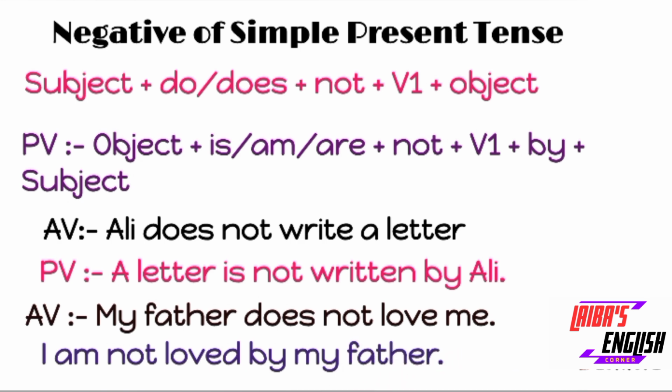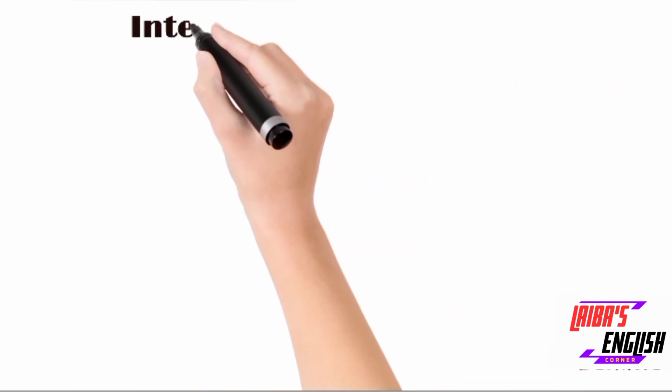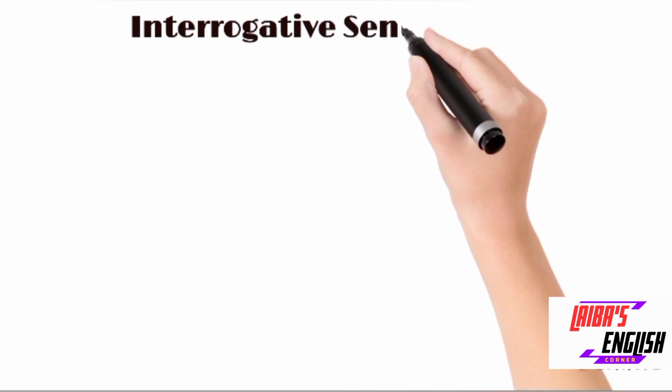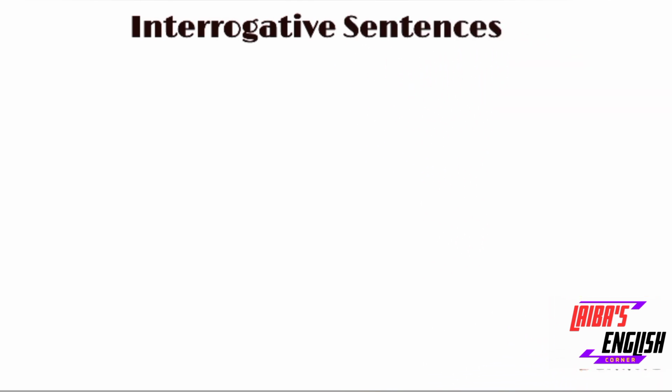So now the important thing is that we will use am with I, because am is always used with I. So I am not loved, third form, loved by my father. Remember, I am saying it again, and I have already said it multiple times, that we have to use only the third form of verb. We will not use the first form of verb to make passive sentences.